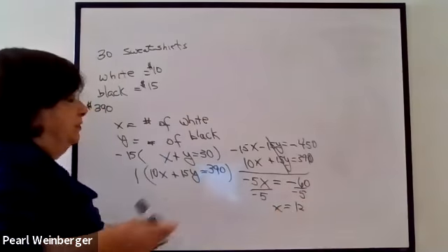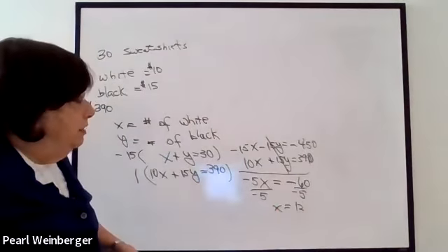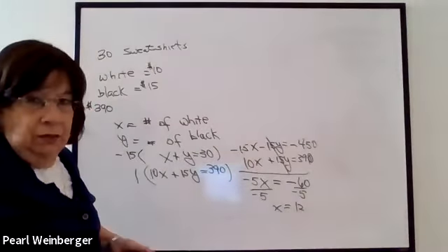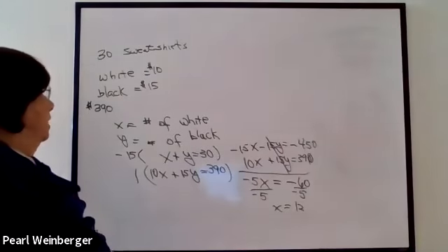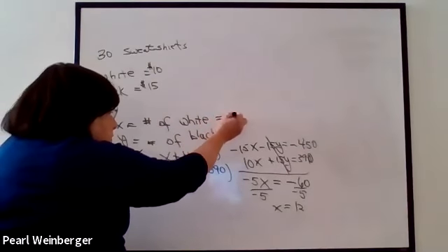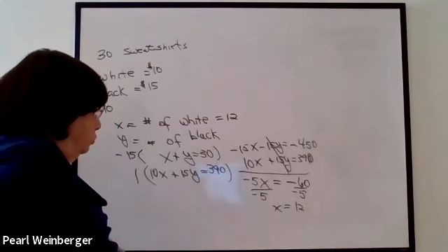If I got a negative answer to this, I would know I had done it wrong, because you can't have a negative number of anything. Okay, in any case, my x turned out to be equal to 12. In other words, he sold 12 white sweatshirts.